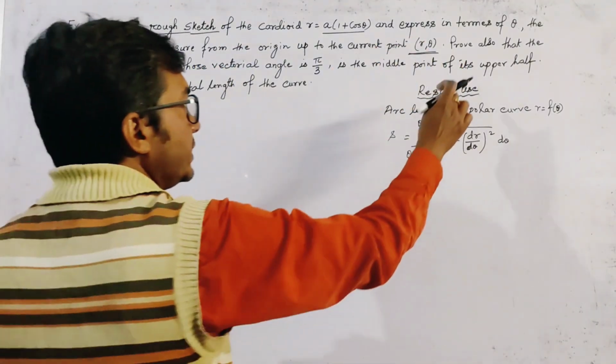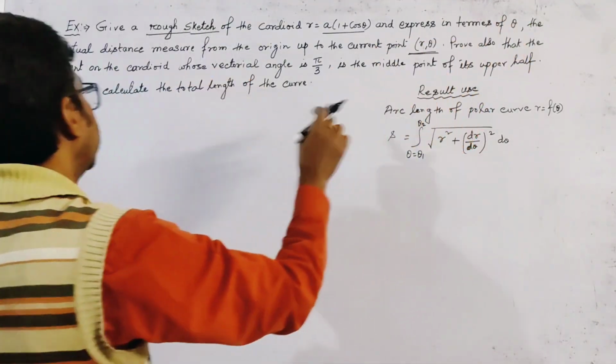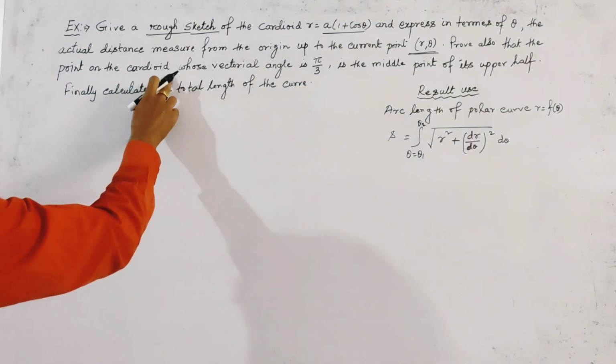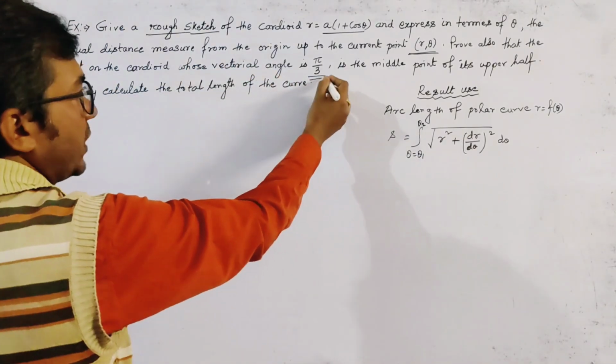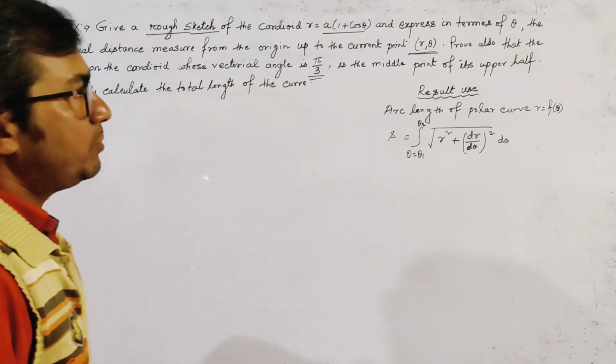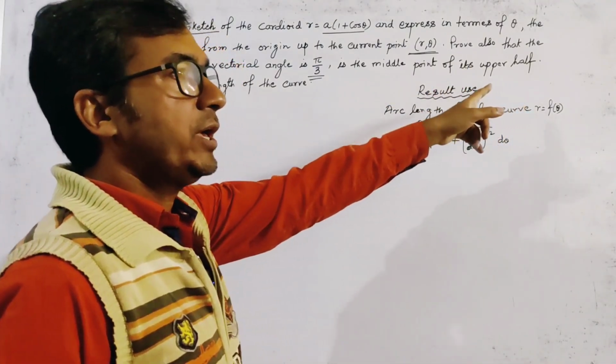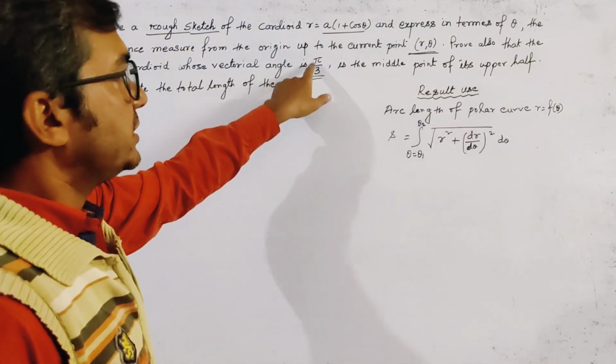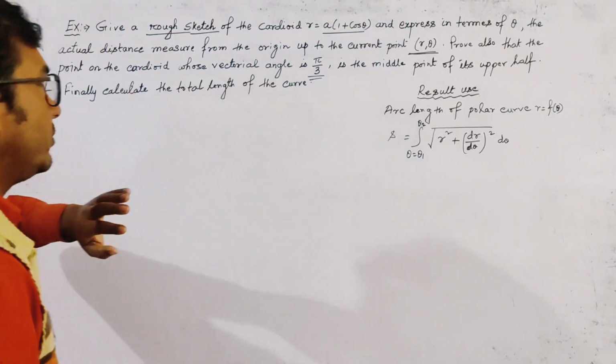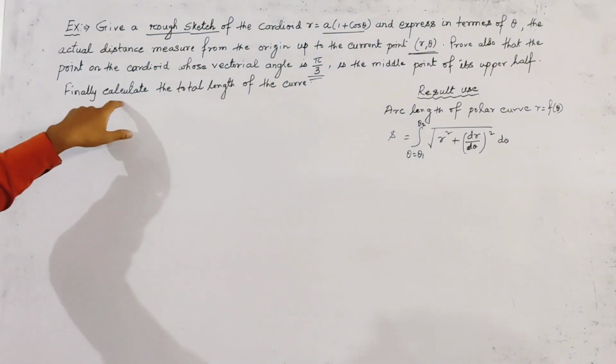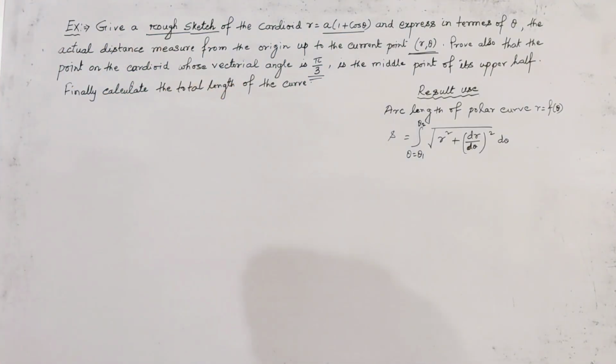It is also given to prove that the point on the cardioid whose vectorial angle is pi by 3 is the middle point of the upper half. So if theta equals pi by 3, this is the middle point of the upper half. Finally, calculate the total length of the curve.